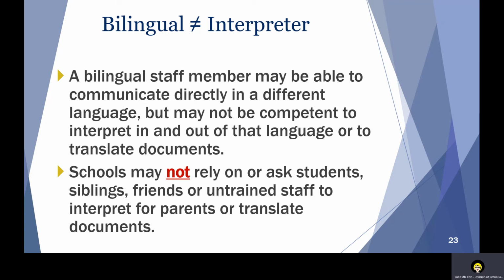Schools may not rely on or ask students, siblings, friends, or untrained staff to interpret for parents or translate documents. There are many reasons why using students, siblings, and friends as interpreters is inappropriate. Just to name a few, discussing confidential information with individuals not trained in the ethics of interpreting could be a potential FERPA violation. Additionally, having children translate for their parents changes the dynamic of the situation regarding the parents' authority because the parents are dependent on the children to relay the information.